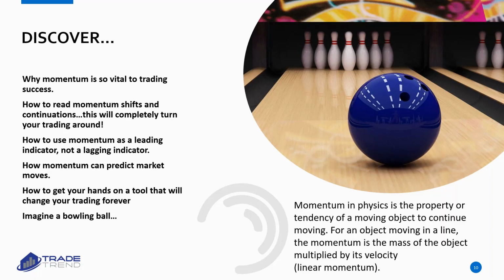So for an object that moves in a line like a bowling ball, the momentum is the mass of the object multiplied by its velocity. So this is what's referred to as linear momentum in physics. And we can actually apply this to the markets. The real difference is the catalyst.